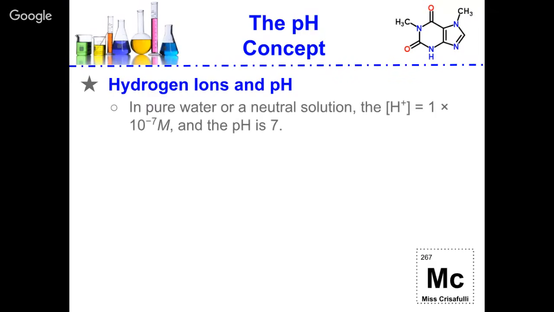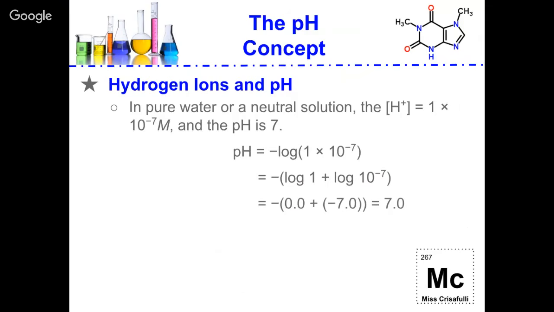So in pure water, a neutral solution, the H plus is 1.0 times 10 to the minus 7th, so the pH is 7. So if we take the negative log of 1.0 times 10 to the minus 7th, the log of 1 is 0, and the log of 10 to the minus 7th is minus 7, and we're putting negative out front, so that's going to equal a positive 7.